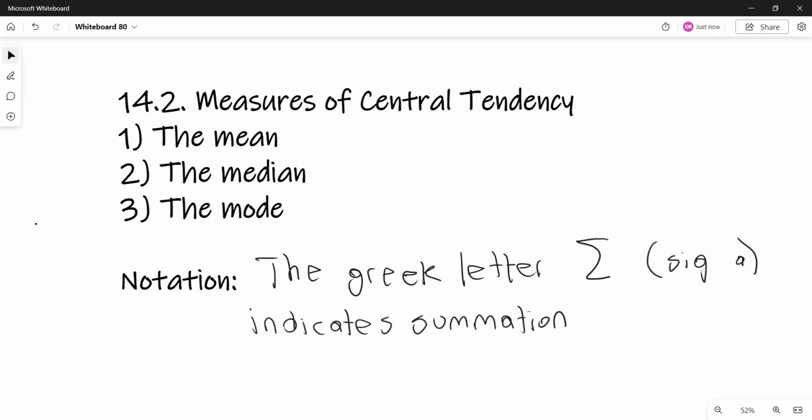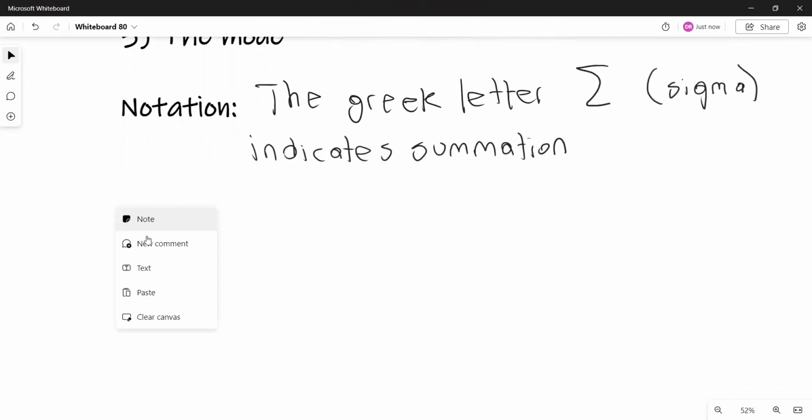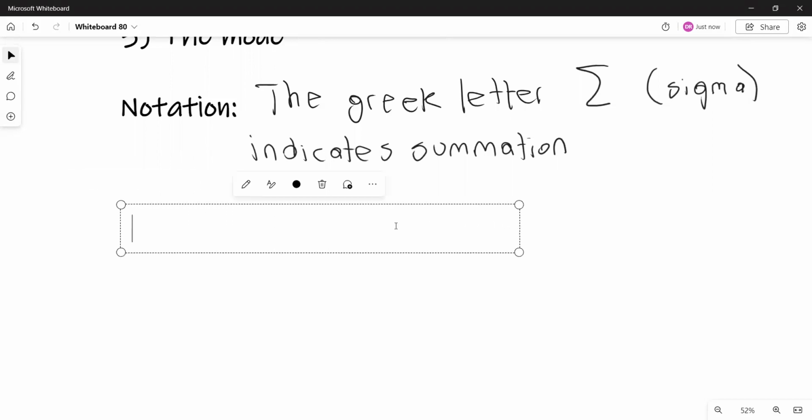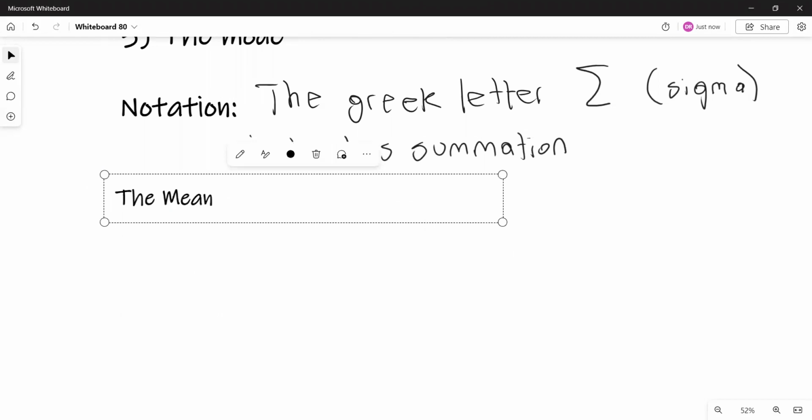And the first measure of central tendency to denote the center of a distribution is going to be the mean. The mean is what we know as the average of a set of data values. We add all the values and divide by the total number of values.